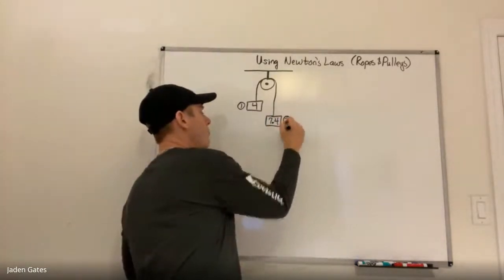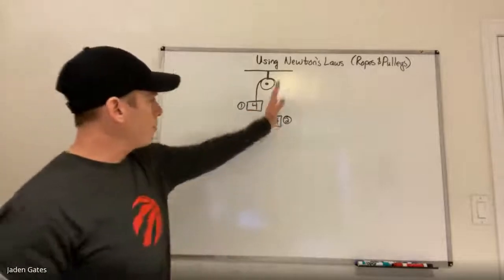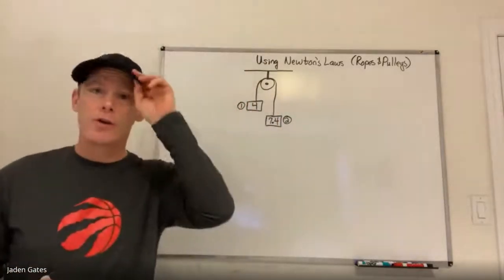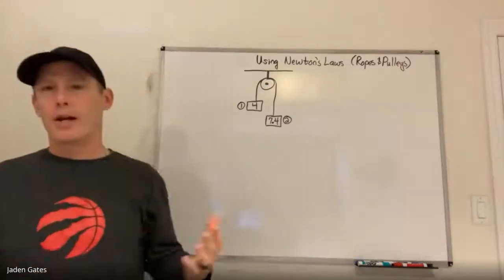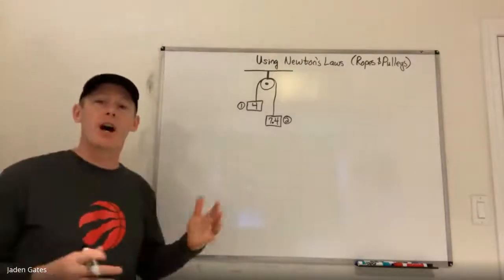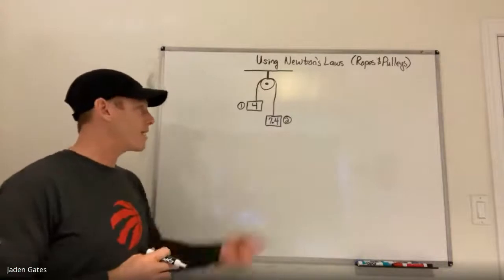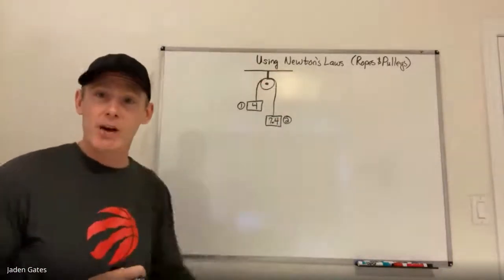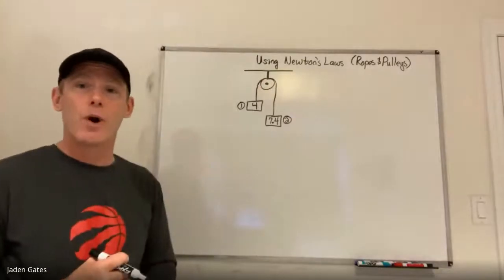So what we again want to figure out is what the ropes are pulling on these masses with, how fast they are moving, and in which direction they're moving. Now, a key thing in this example is that it's kind of obvious that if you attach these two masses, the 7.4 kilogram mass is going to win. It's going to go down. The 4 kilogram mass is going to go up.